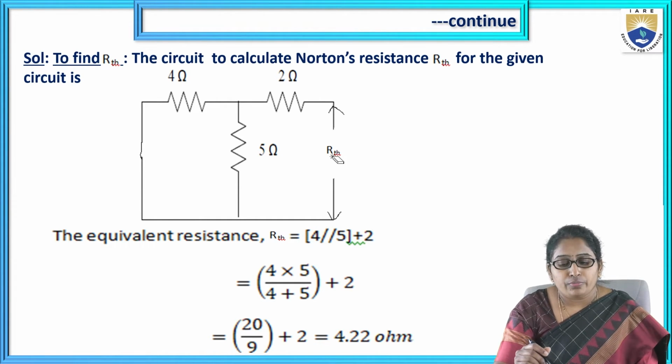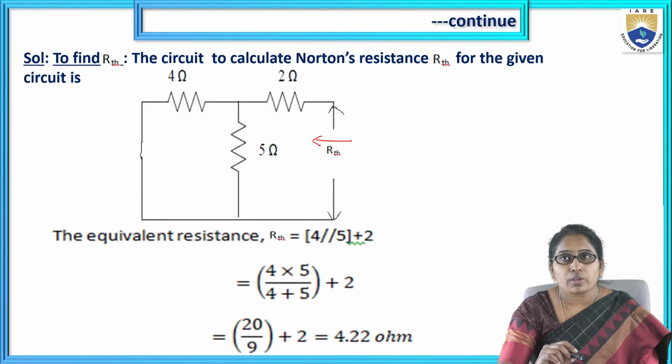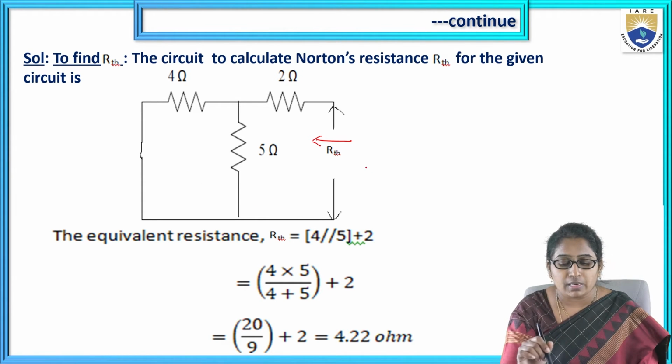Now to find the resistance here, we know how to get the equivalent resistance. If this is the place where we want to get the equivalent resistance, how to calculate? We start from the other side, reduce the network, and finally get the equivalent resistance here.